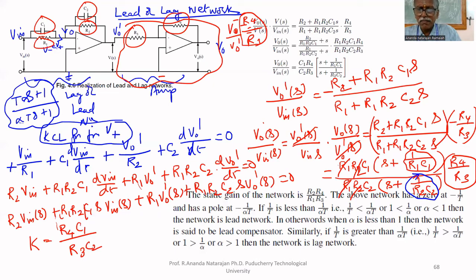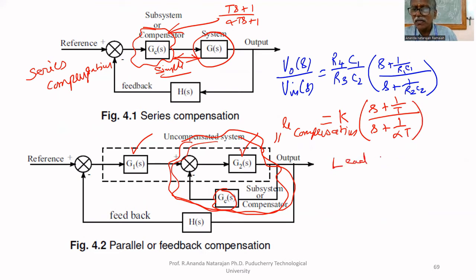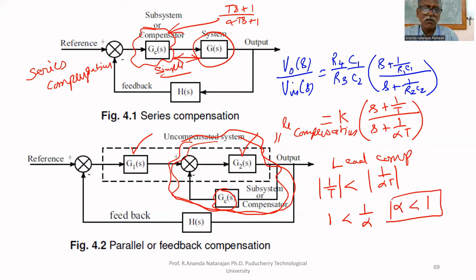Here we can write this as K multiplied by (S plus 1 by tau) whole divided by (S plus 1 by alpha tau). If it is a lead compensator, the zero must be closer to the origin: modulus of 1 by tau must be less than modulus of 1 by alpha tau. Tau getting cancelled, therefore 1 is less than 1 by alpha, or alpha is less than 1. If alpha is less than 1, it is a lead compensator.